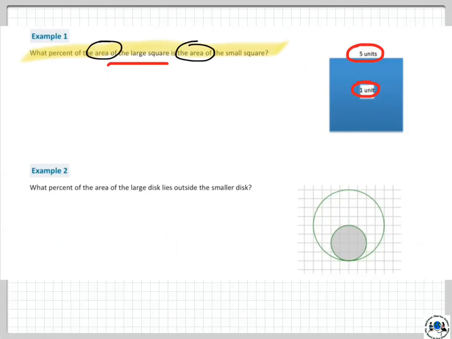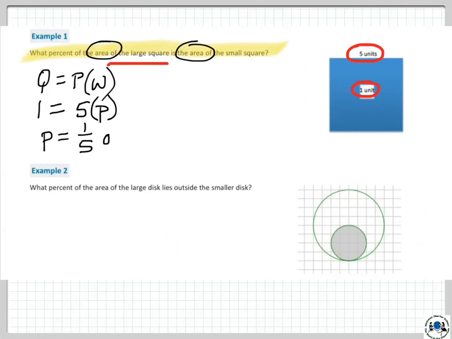So again, we're just saying: what percent of the area of the large square is the area of the small square? We are looking at a reduction, of course, going from the large square to the smaller square. Q equals P times W, so 1 equals 5.